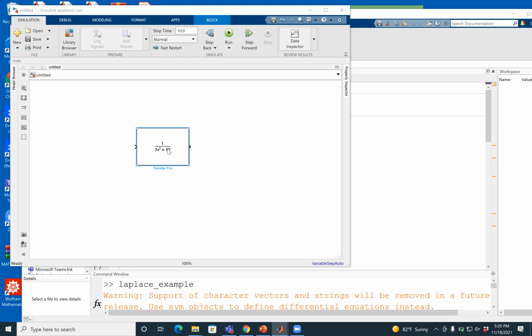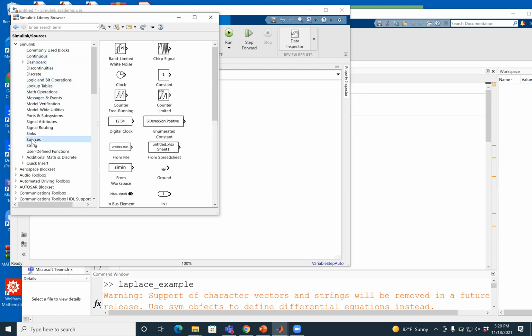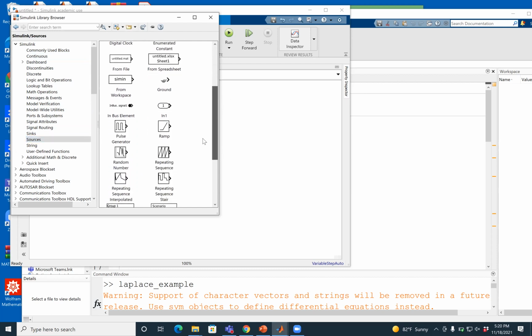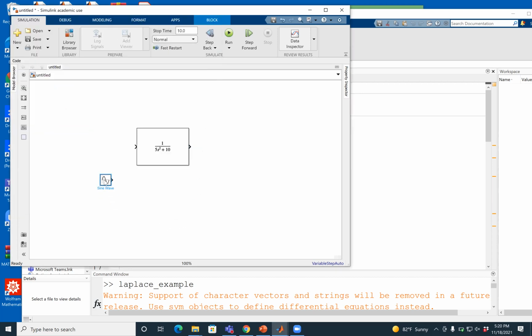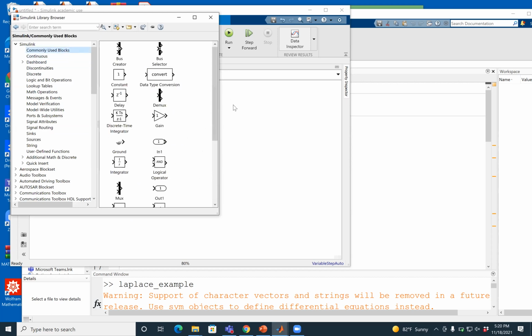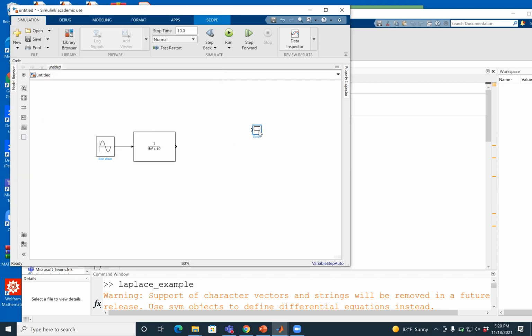what I can do is I can go on to the library and then I can go to sources, and then what I can do is I can look at sine wave. So grab sine wave, drop over here, and now basically you have this sine input. Again, if you want to see what it looks like, you can go on to the commonly used blocks and use the scope.